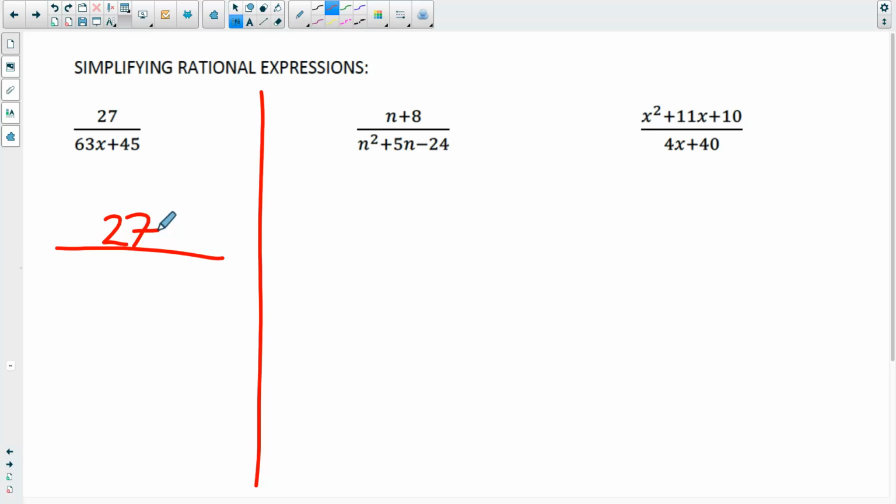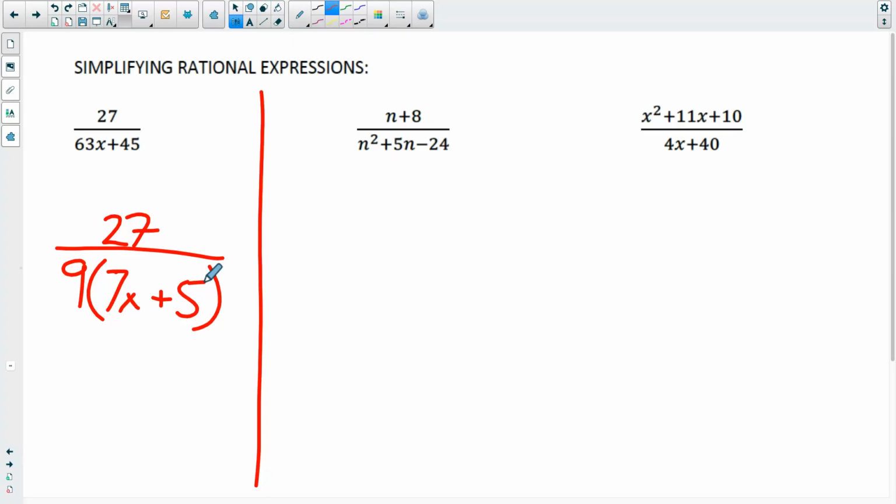I'm never going to let you in class choose a number that's not your greatest common factor. I'm going to make you choose the greatest common factor, okay? But if you don't choose it, you could still get the right answer if you continue on. So I put a 9 right there. I get what? What's inside here? Yes, and I need just a little bit more. 7x. Yep. Okay, so we got that.